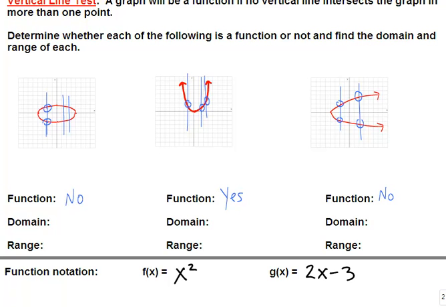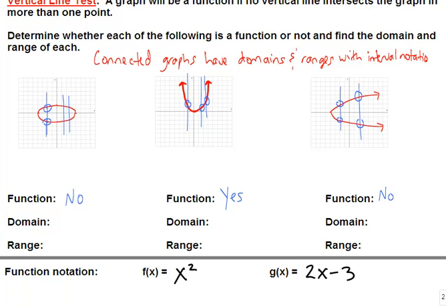Now when we go to write our domain and our range, remember what I was saying earlier. These are nice connected graphs. So when you are trying to write the domain and the range where all your points are connected with a smooth curve, you want to be using interval notation. So connected graphs have domains and ranges with interval notation. So remember, interval notation uses parentheses or brackets.